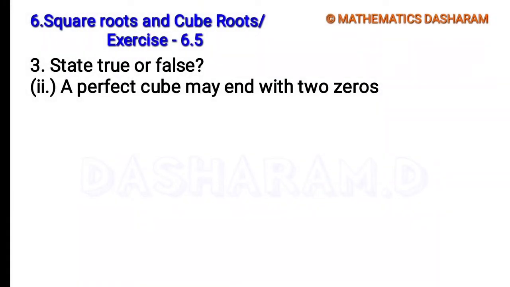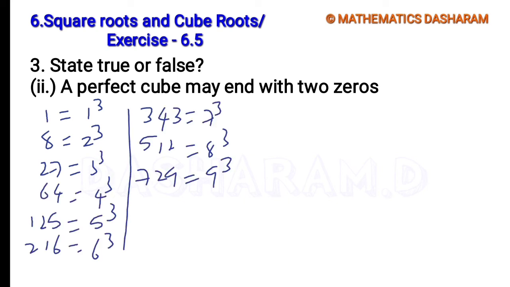Second question, a perfect cube may end with two zeros. So here 1 is a perfect cube because of 1 cube, 8 is a perfect cube, 2 cube, next 27 is a perfect cube, 3 cube, next 64 is a perfect cube, 4 cube, next 1000 is a perfect cube, it is equal to 10 cube. So here the perfect cube is ending with 3 zeros but not with 2 zeros. So that is why the given statement is false.